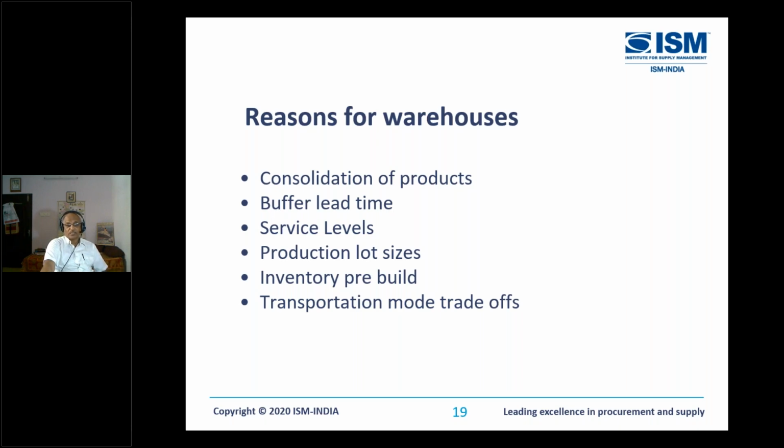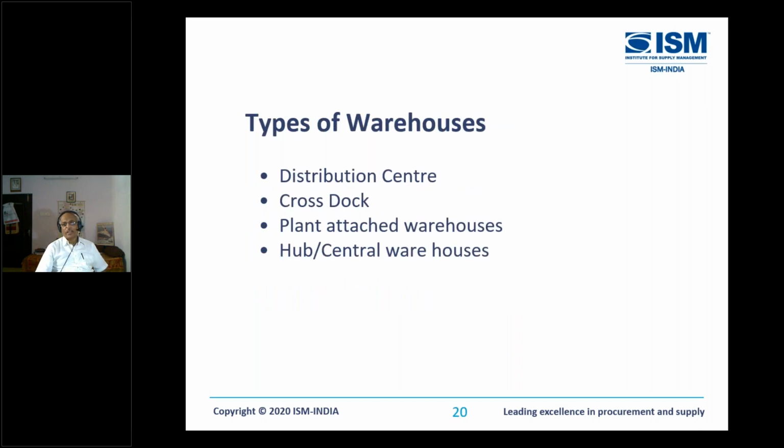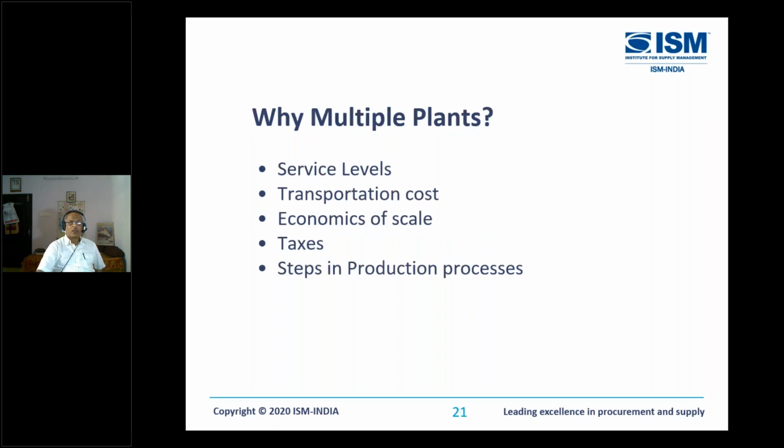So these are the various reasons. Then transportation mode trade-offs. Types of warehouses, it may be cross-dock, plant attached to warehouses, hub or central warehouses. Why multiple plants? Because you want to serve your customers better.